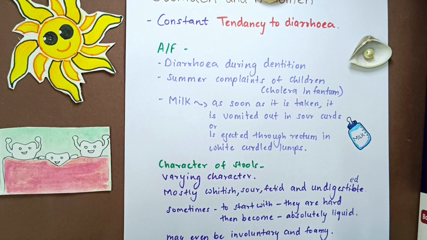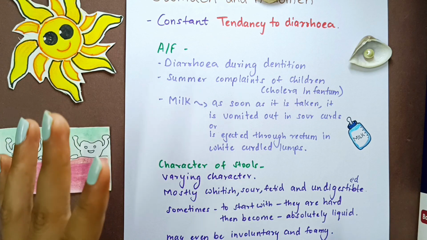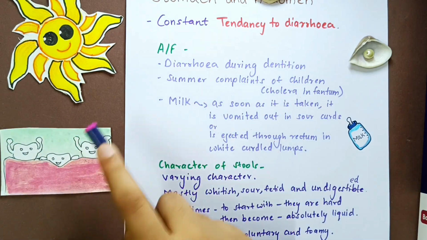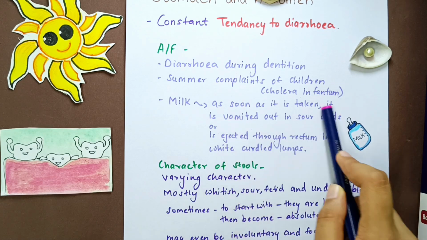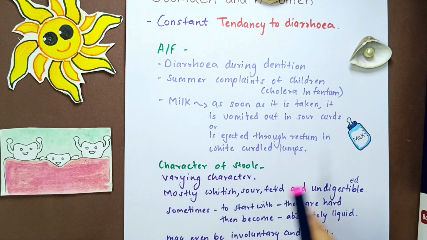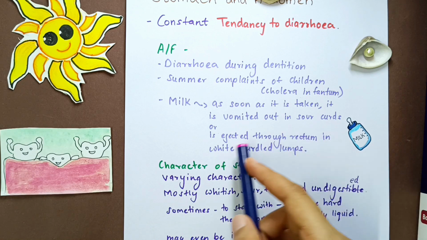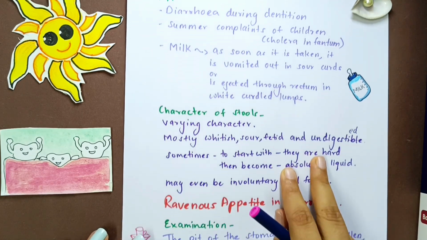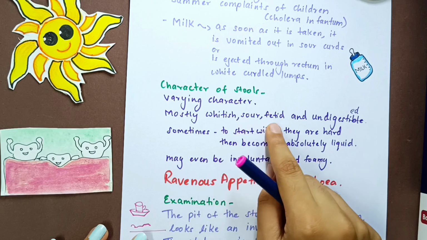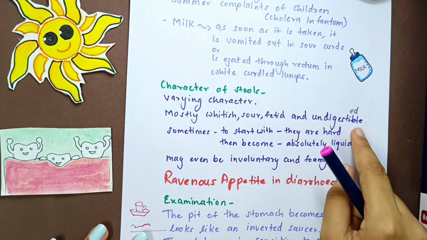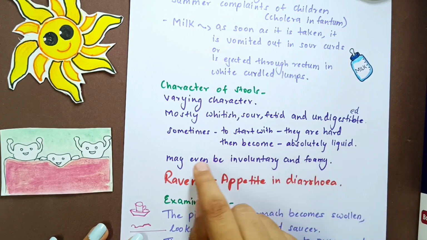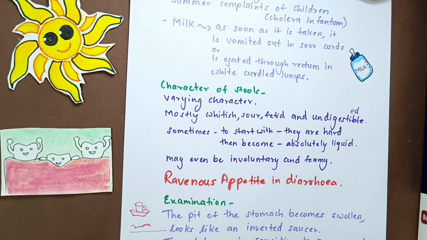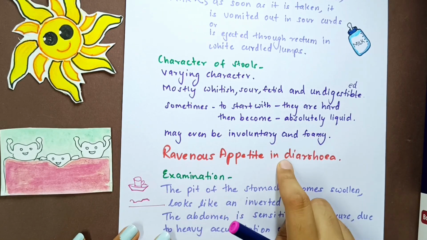So that's about the diarrhea of this remedy, and we need to remember it. I hope it's already very clear to you and you have memorized it along with me. There's diarrhea during dentition, during summer complaints. Milk will give rise to diarrhea. It will come out in sour curds, either through vomiting or ejected through the rectum in white curdled lumps. The character of stools is mostly whitish, sour, fetid, and undigested. Sometimes to start with they are hard, then they become absolutely liquid, maybe even involuntary or foamy. And ravenous appetite in diarrhea is present, right?